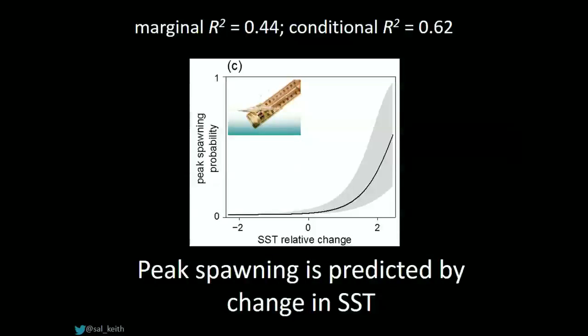When we look at peak spawning, we have the same story in that change in sea surface temperature is again the most important predictive variable. And a slightly lower R squared, but not too bad, particularly in a macroecology session.